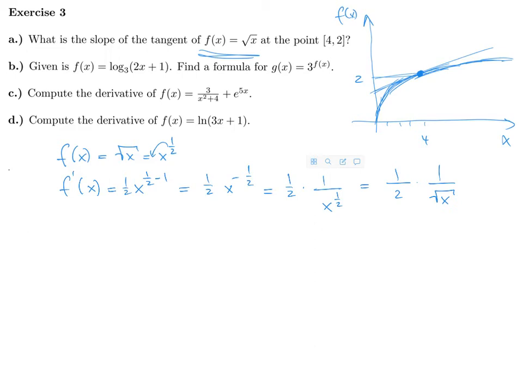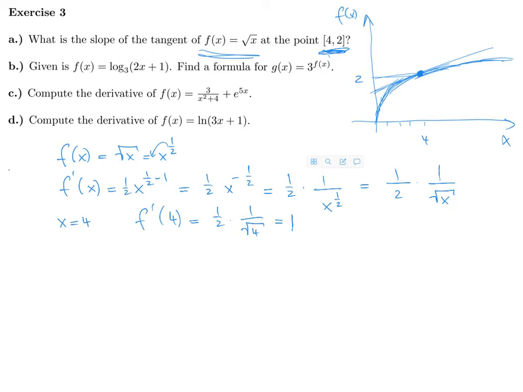But what we are interested in is the slope at the point 4, 2. So for x equal to 4, what is the slope here? What I have to do is insert x equal to 4. Then I get 1/2 times 1 divided by square root of 4, which is equal to 1.